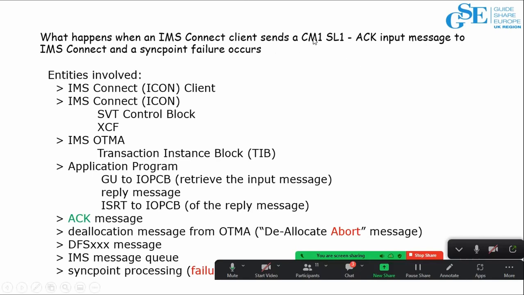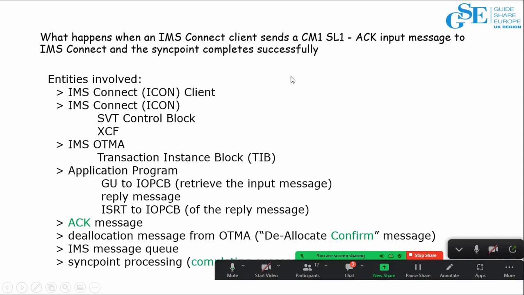I made a mistake over here. So the second case that I'm going to talk about is the IMS Connect client. Let's set aside the confusion. The first case that I talked about was the IMS Connect client sends a CM1 SL1 ACK input message to IMS Connect. The client sends an ACK and the sync point completed successfully.